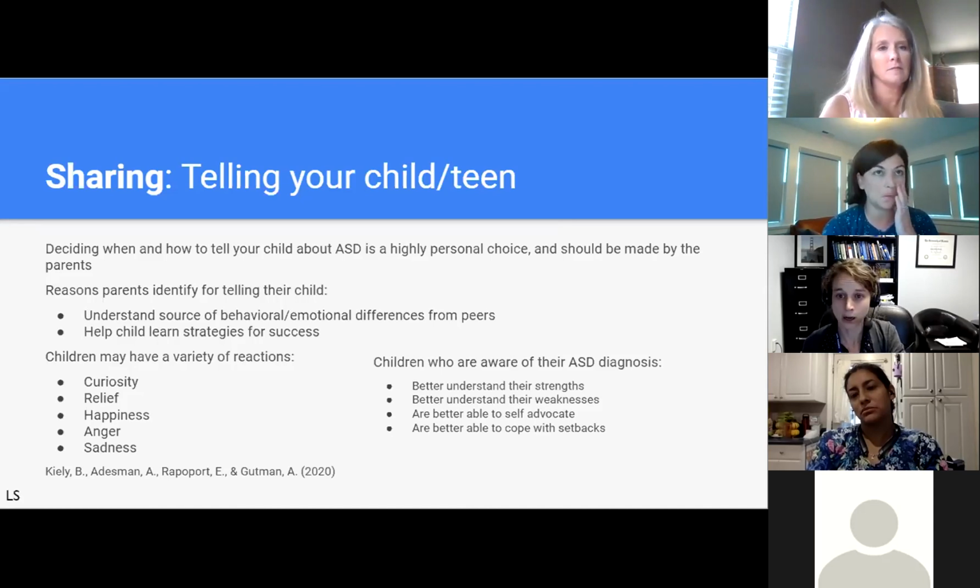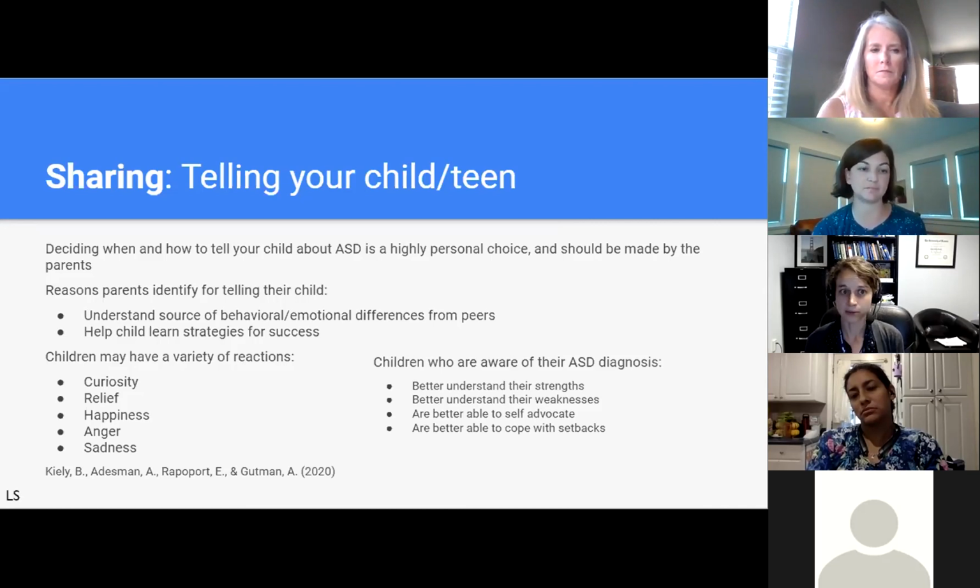Reasons that parents will often identify for wanting to tell their child the diagnosis is trying to understand that source of behavioral or emotional differences that they might be noticing from peers, and then also help kids learn strategies for success. For some kids or teens that are really aware that there might be differences socially between them and their peers, it can be a source of relief to know there's a reason, and it's not because I'm bad, and it's not because I'm not trying. There's a specific reason for why this is happening to me. And so that can be helpful.